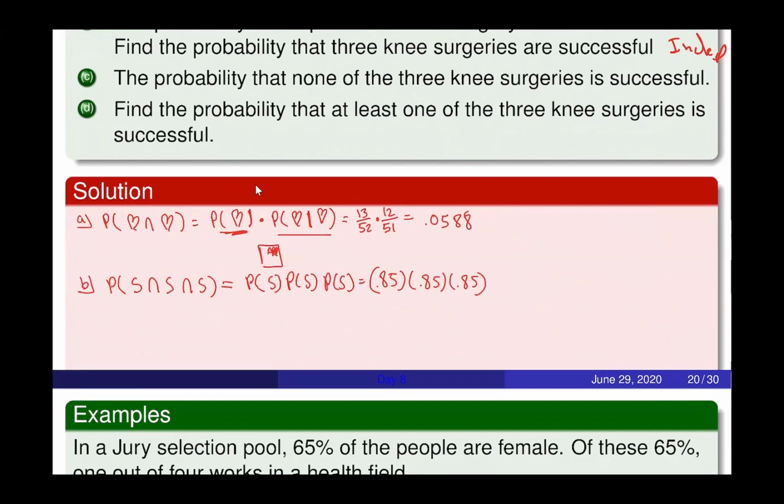Because they're saying 0.85 times 0.85 times 0.85, all you have to do is see how many times 0.85 occurs. So 0.85 occurred 3 times. So we do 0.85 to the third power, because we're doing 0.85 times 0.85 times 0.85. So let me show you how to do this with ClassCalc.